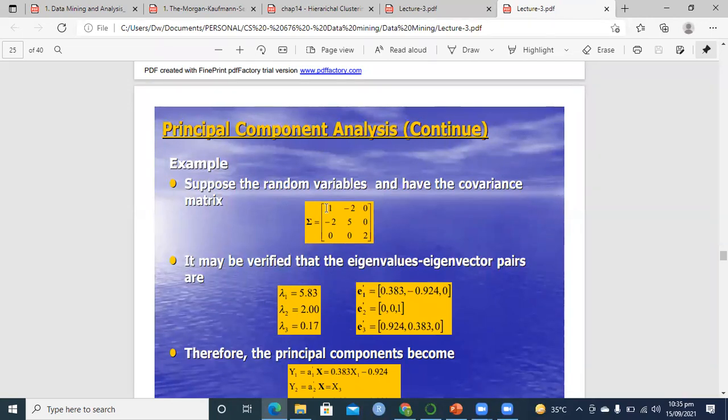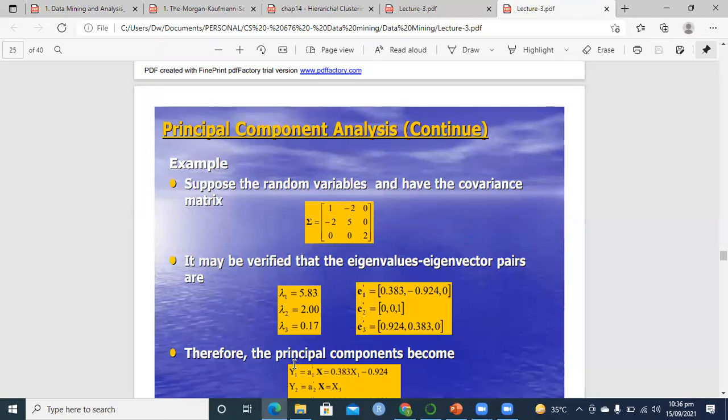So you see the original values were 1, -2, 0, -2, 5, 0, 0, 0, 2. But now you see you have new columns E1, E2, E3, which have very different values from the original one. This is called transformed data, because first you have Y, which were linear combinations, but now after eigenvalues, you have a new type of data.